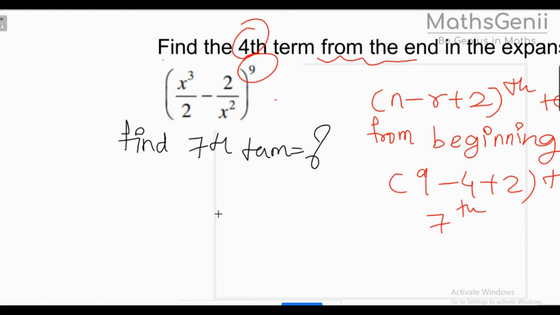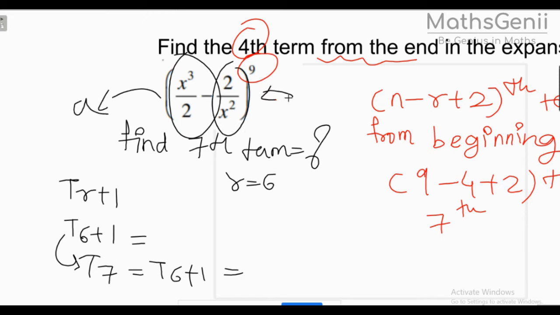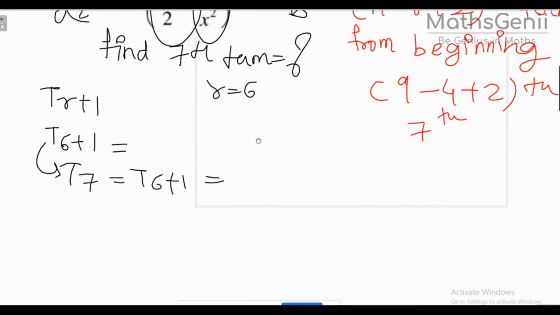Now remember, I told you one formula, the general formula, T r plus 1 formula. Okay, that is what we're going to apply here. So the formula is T r plus 1. So r will naturally become 6, because 6 plus 1 will give you the seventh term, right? So this is T7. So this is T 6 plus 1. So r is 6. A is this term. B is this term. Okay, now let's apply the formula.